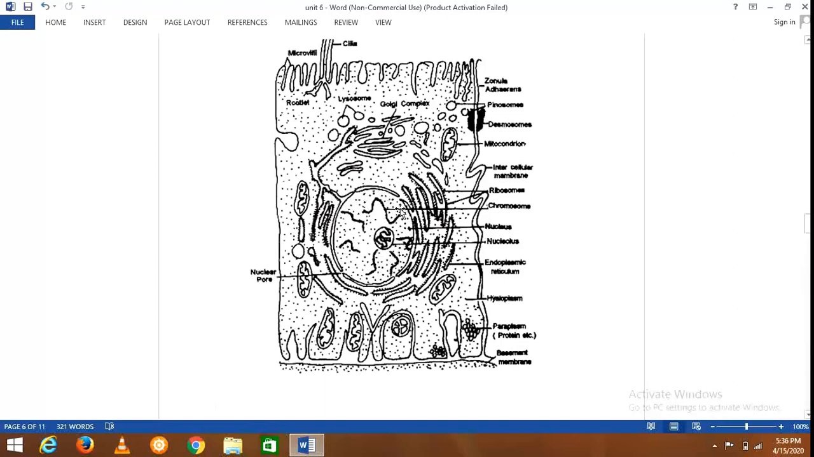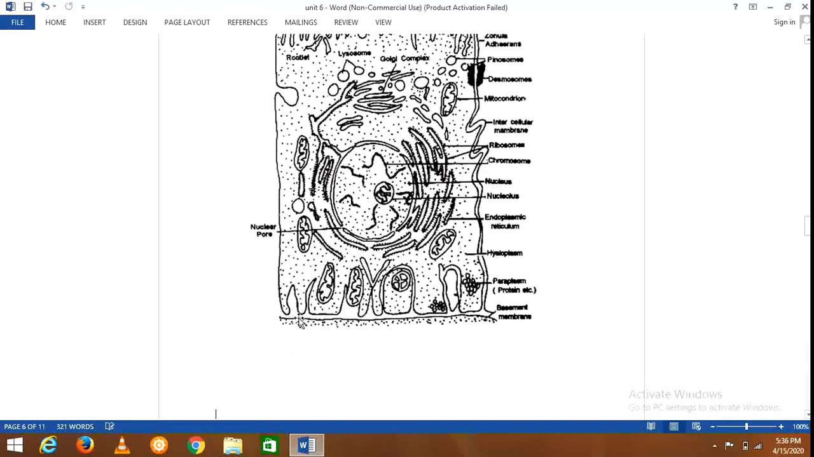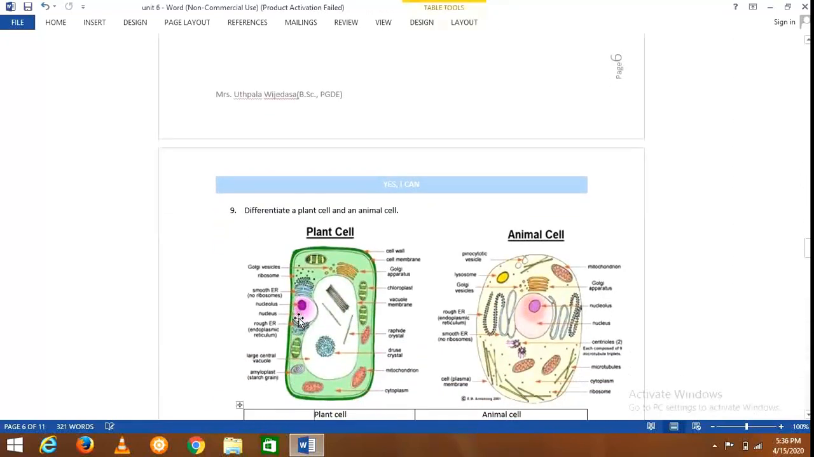One is the nucleus, the other one is the mitochondrion, and the third one is the chloroplast, which is available only in plant cells. Then ribosomes are organelles without any membrane. Right, that is the labeling of a typical animal cell.